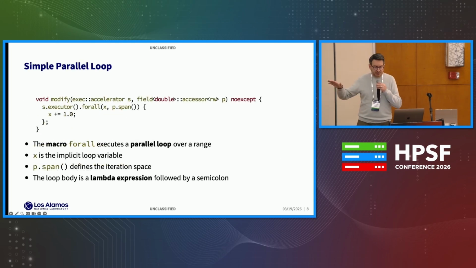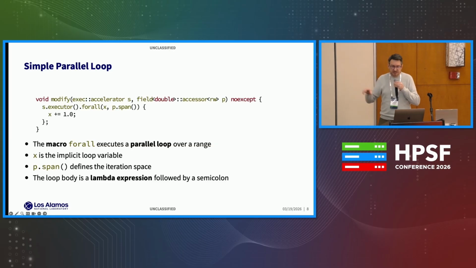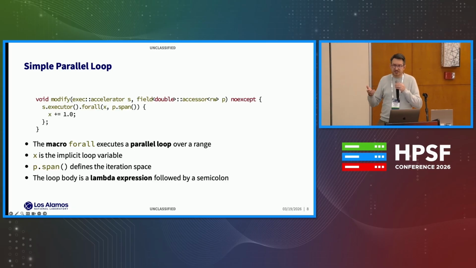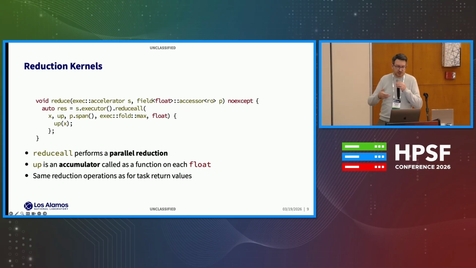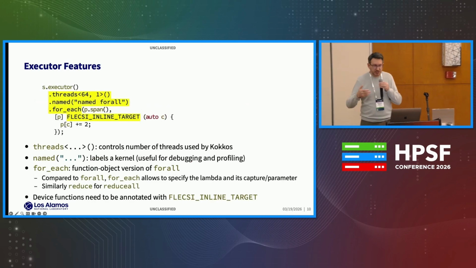Okay, so here is just a simple example of a parallel loop. You have a task that runs on exec accelerator, so it can run on any device, GPU or OpenMP or CPU. And in there you use the executor to do a for all. You give it an iteration space and a lambda. So it's just another layer around parallel for. Similar for reductions, you have a reduce all. You give it some accumulator function, and in this case you just sum up or you do the maximum over some distributed data.